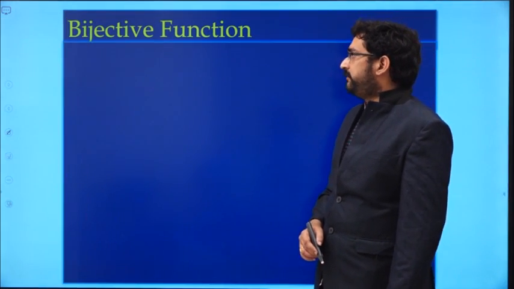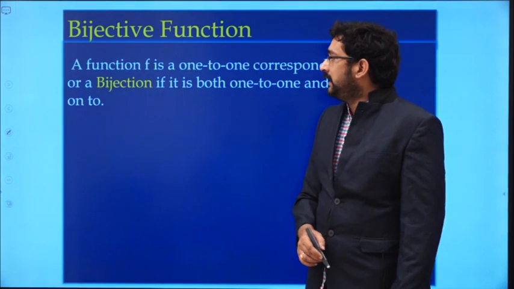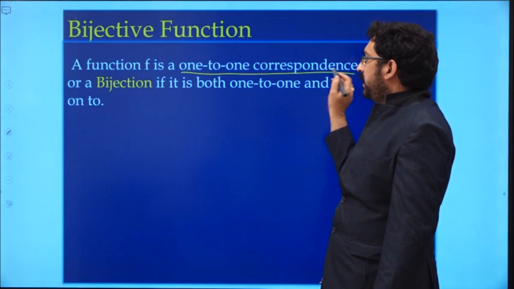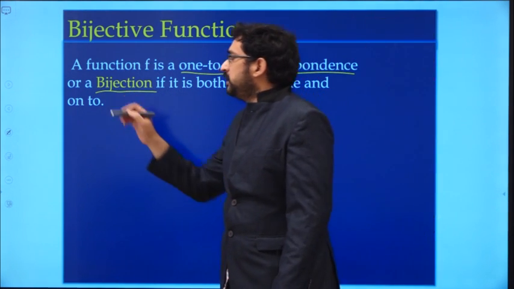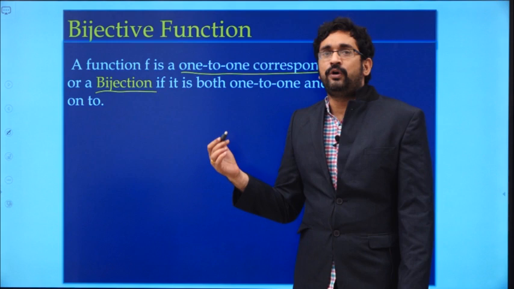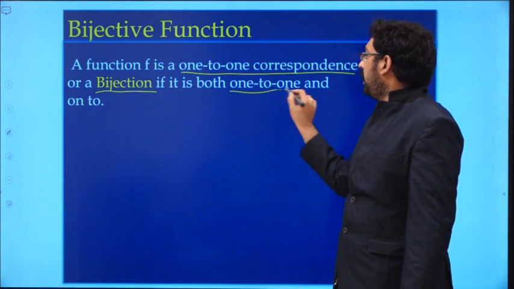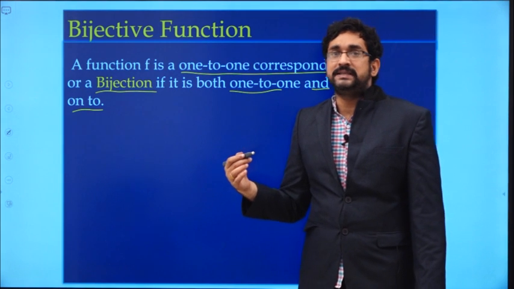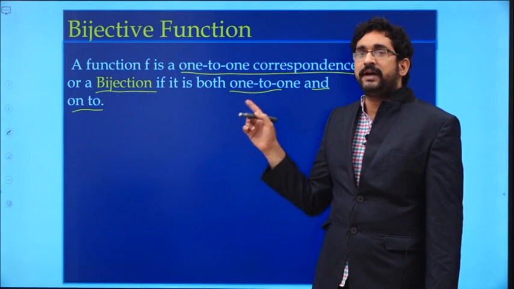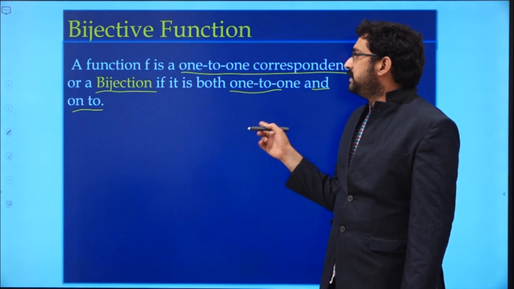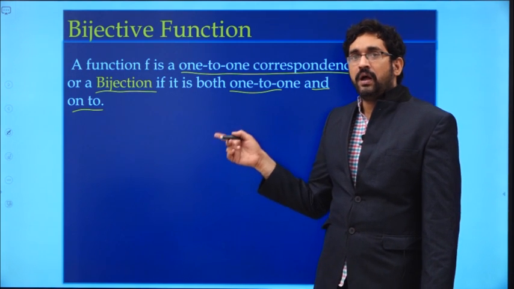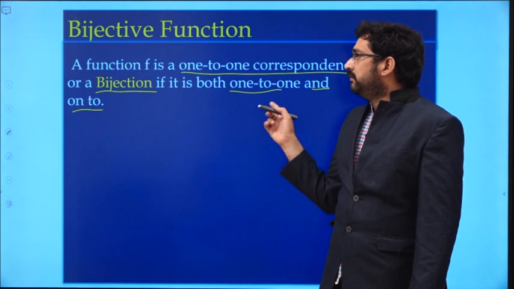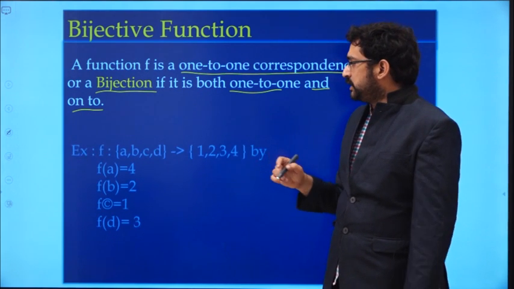Next, bijective function. So, when can we say that a function is bijective? A function is a one-to-one correspondence or bijection if it is both one-to-one and onto. A bijective function is also called a one-to-one correspondence. So, a function is said to be a bijective function or one-to-one correspondence if it satisfies both one-to-one and onto conditions.